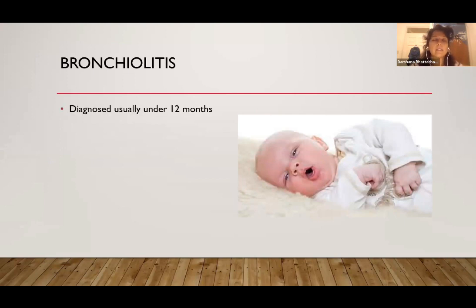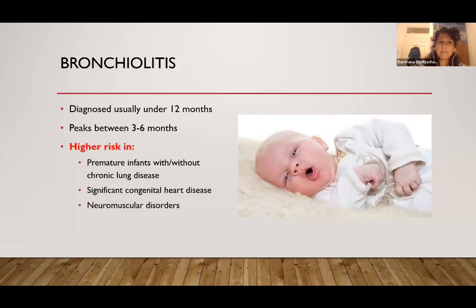We'll start with bronchiolitis, naturally, as this is usually diagnosed in infants under 12 months. There's a bit of a gray area at the 12 to 15 month age range, but this is where clinical judgment and expertise comes in handy. Bronchiolitis tends to peak between the ages of 3 and 6 months, and there are certain higher risk groups, such as premature infants, who may or may not have chronic lung disease, infants with significant congenital heart disease, and those with neuromuscular disorders, such as spinal muscular atrophy.